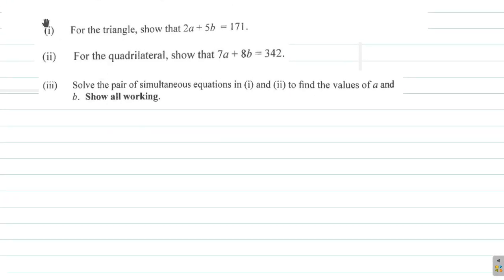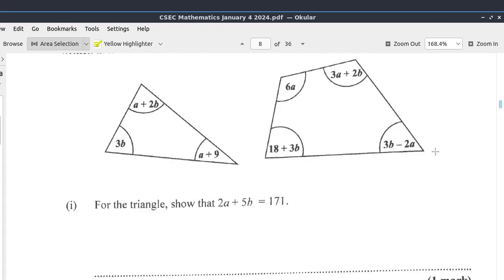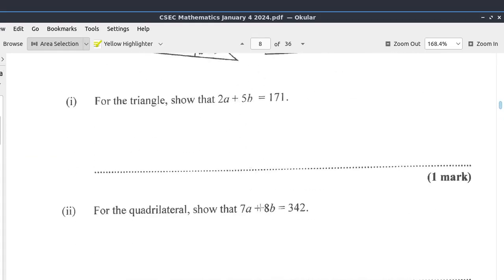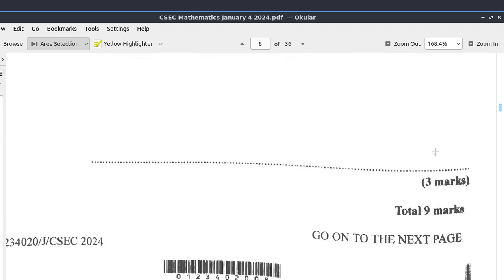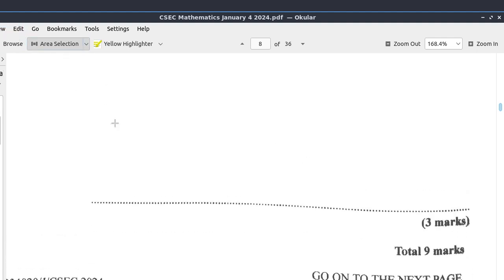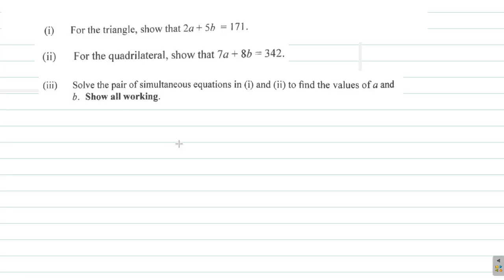solve a pair of simultaneous equations in 1 and 2. Show all working. By the way, what are the marks? 1 mark to show this, 1 mark to show this, but the simultaneous equation, 3 marks. And that will be the end of the question when we finish. End of question 2. Well, let's look at it.